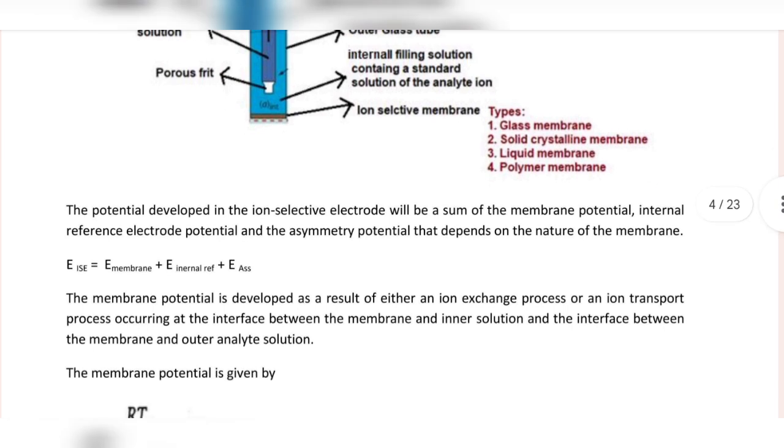The membrane potential is developed as a result of either an ion exchange process or an ion transport process occurring at the interface between the membrane and the inner solution, and the interface between the membrane and the outer solution. A membrane is the partition between the inner solution and the outer solution. So a potential difference occurs between the membrane and the inner solution, and between the membrane and the outer solution. Due to this, a membrane potential is developed.